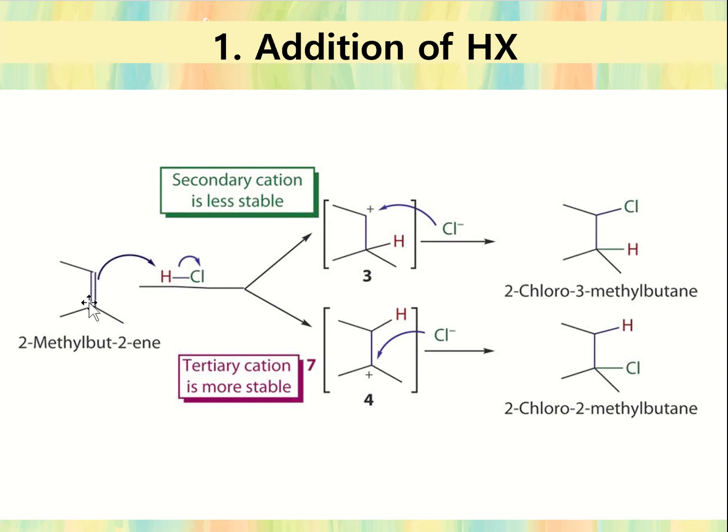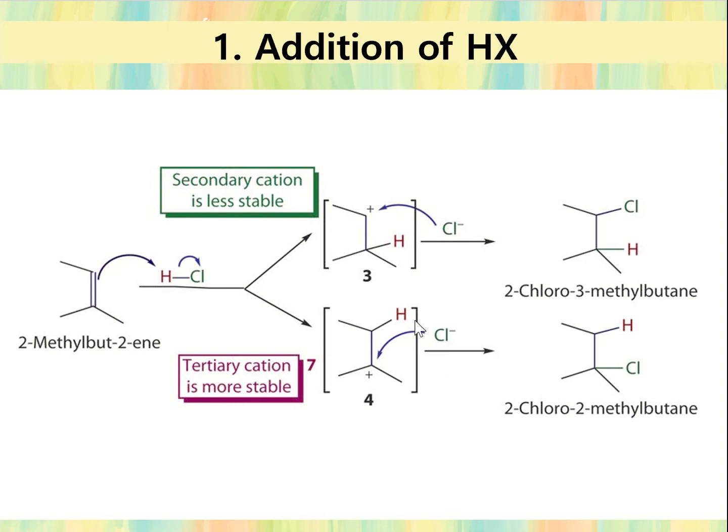And so I hope it's clear to you that the positive charge can be on this carbon or this carbon. And we know the rules which govern which one is preferentially formed, right? So here we see a secondary cation, which is less stable than our tertiary cation, right? So this tertiary carbocation is more stable and it will form preferentially.